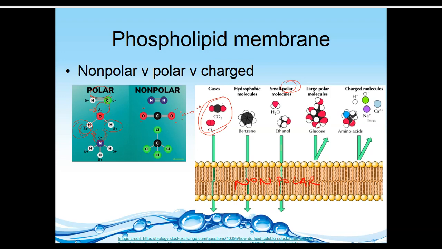Big polar things like sugar totally get repelled. They are bounced off. And so sugar cannot just diffuse through the membrane. It needs a special kind of transport protein to help it get through. And then charged molecules, ions that have charges, pluses and minuses, are also going to be repelled by that nonpolar lipid bilayer. This allows the membrane to selectively allow some things to pass and some things can't.